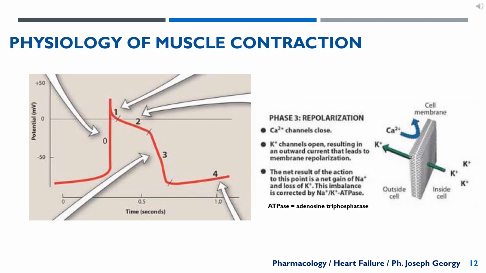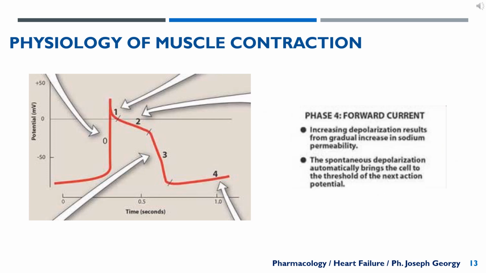Then we will have phase 3. It represents the repolarization. Here, the calcium channels close, as we see in the figure, and potassium channels open, resulting in an outward current that leads to membrane repolarization. The net result of the action potential to this point is a net gain of sodium and loss of potassium. This imbalance is corrected by sodium-potassium ATPase, or adenosine triphosphatase.